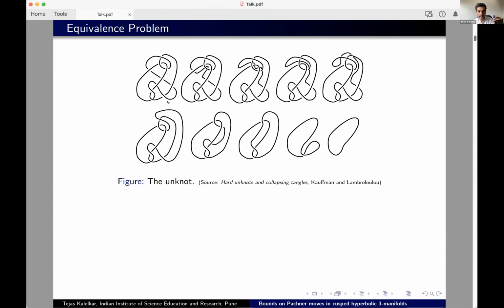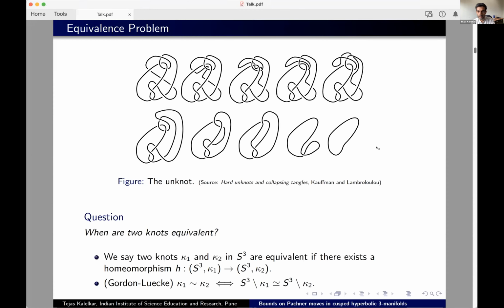And what's nice about this diagram is that you actually need to make it more complicated in terms of the number of crossings before you can simplify it down to the unknot. So a basic question in knot theory, of course, is when are two knots equivalent? And what do I mean by equivalence? We say two knots are equivalent if there is a homeomorphism of S3 which takes one knot to the other one. And by a theorem of Gordon and Luecke, this is equivalent to saying that the complements of the knots are homeomorphic as topological manifolds.